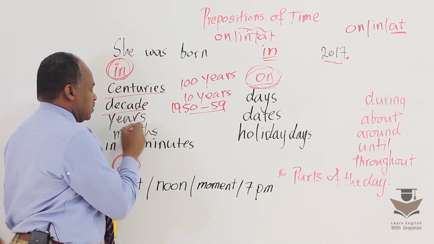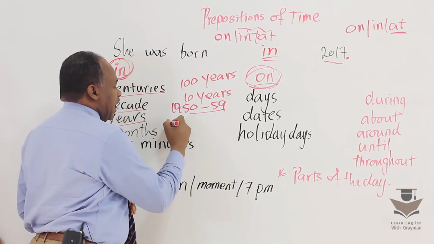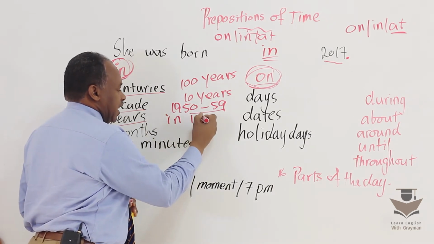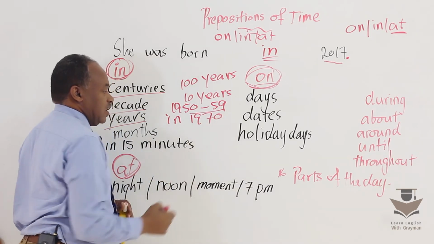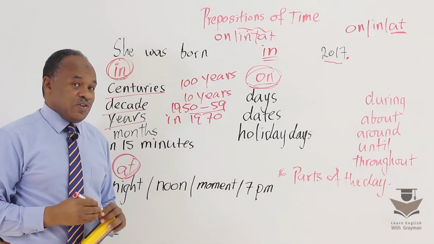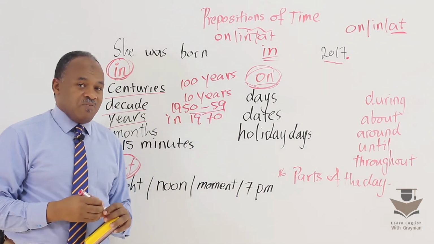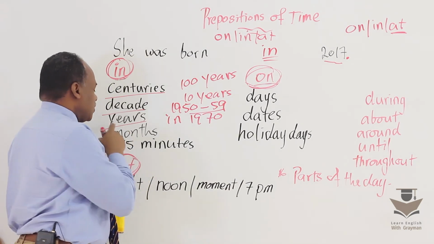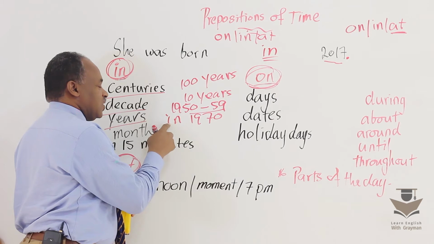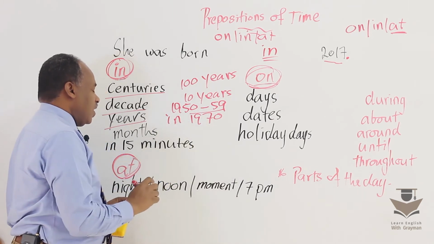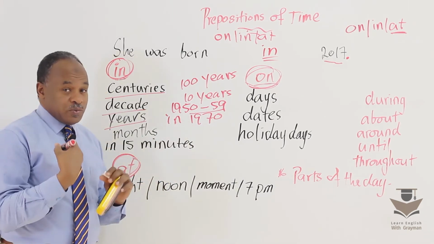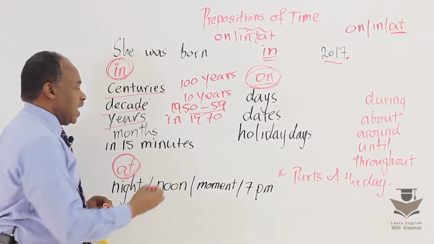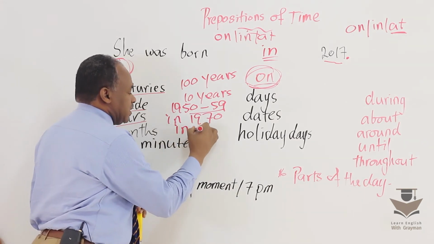Also we say the years. If we say, for example, I was born in 1970. In fact, I was not born in 1970. I'm just giving you an example. Don't laugh at me, I'm getting old now. So for years, we use in. And then months. I was born in December. So I say I was born in December.